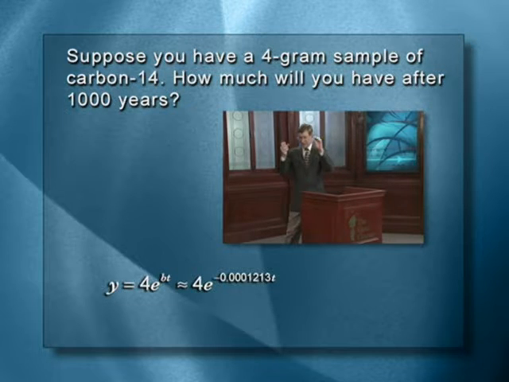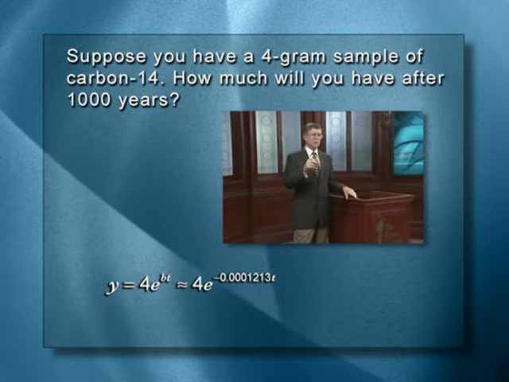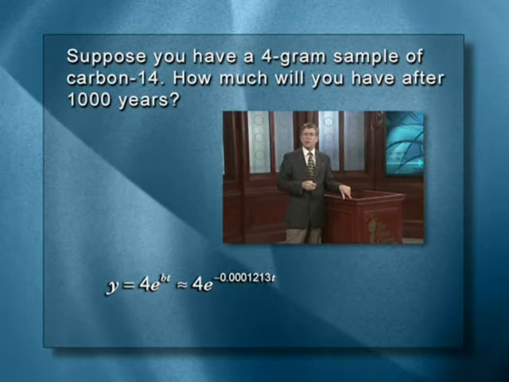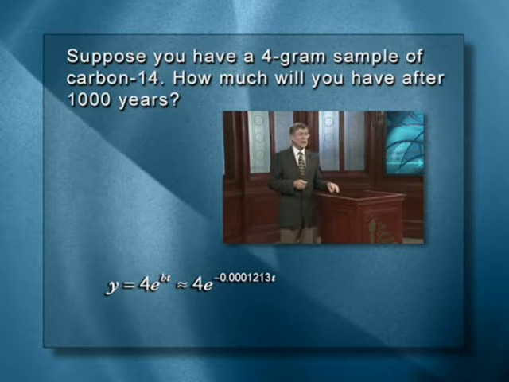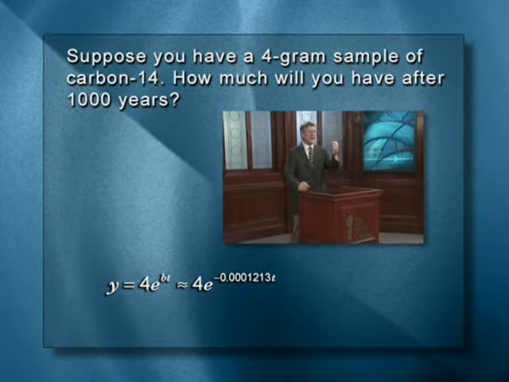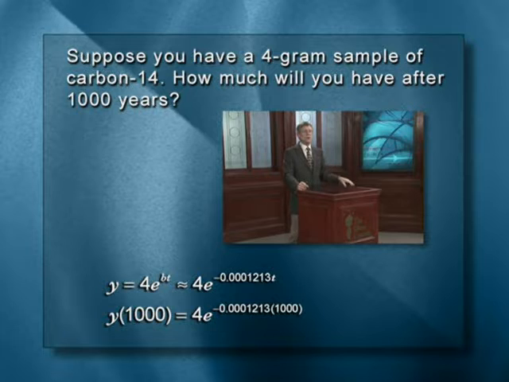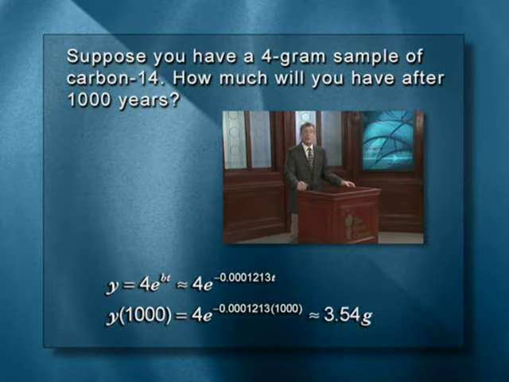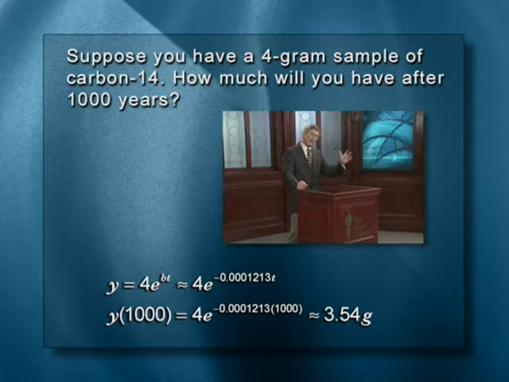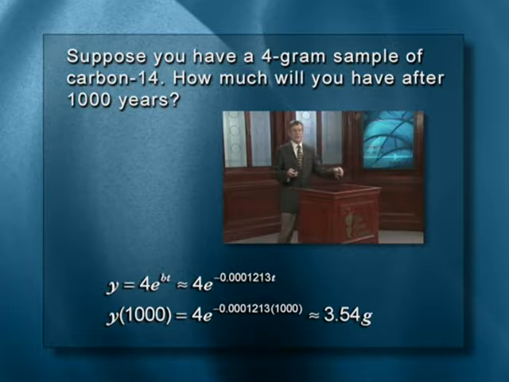The model for radioactive decay of carbon-14 is given by y equals 4e to that exponential power, that decimal power. And to find out how much radium you have, not radium, carbon-14 you have after 1,000 years, plug in 1,000. With your calculator, you determine it's about 3.54 grams. You started out with 4, and after 1,000 years, you've still got a lot. You've still got 3.54 grams.